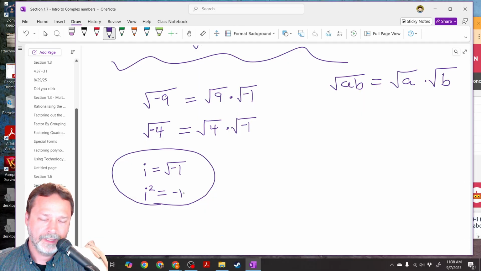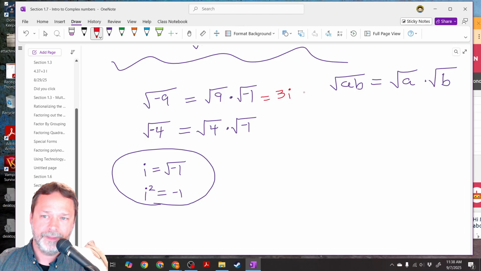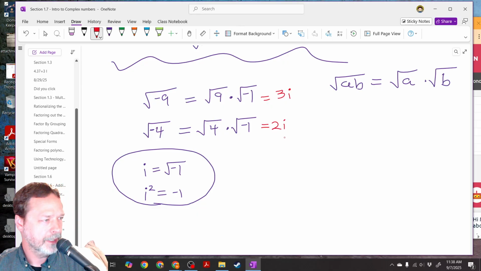So now, what is the square root of -9? The square root of 9 is 3, and the square root of -1 is i, so it will be 3i. What is the square root of -4? The square root of 4 is 2, and the square root of -1 is i, so it's 2i.